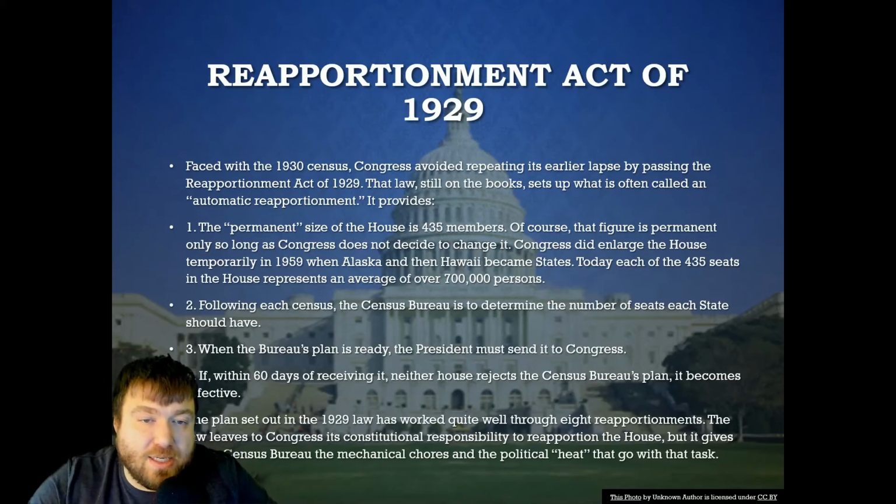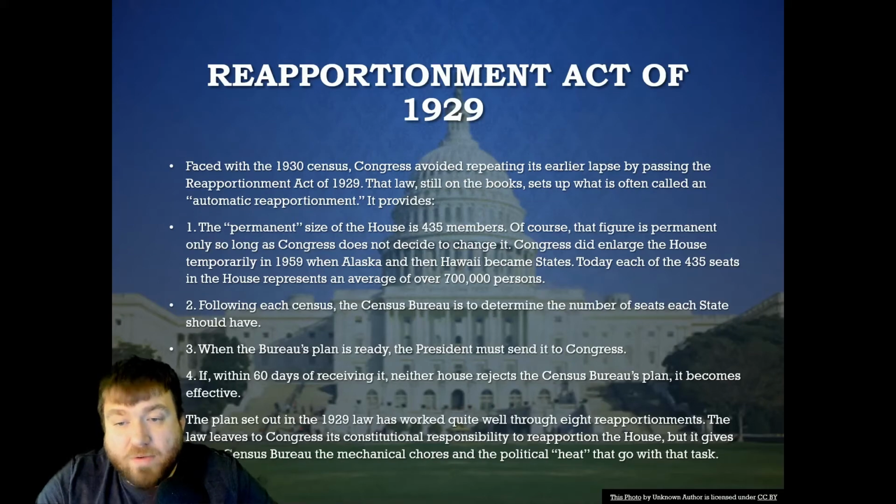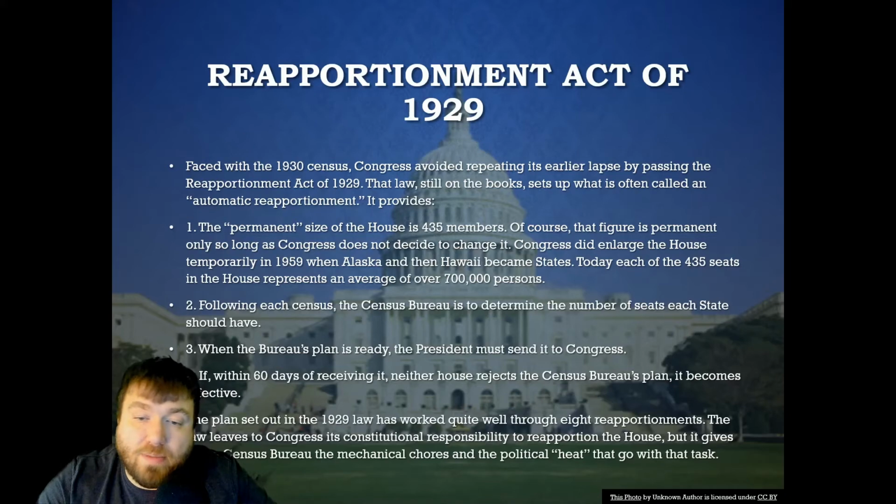Faced with the 1930 census, Congress avoided repeating its earlier lapse by passing the Reapportionment Act of 1929. That law, still on the books, sets up what is often called an automatic reapportionment. It provides: 1. The permanent size of the House is 435 members. Of course, that figure is permanent only so long as Congress does not decide to change it. Congress did enlarge the House temporarily in 1959 when Alaska and then Hawaii became states. Today, each of the 435 seats in the House represents an average of over 700,000 persons.